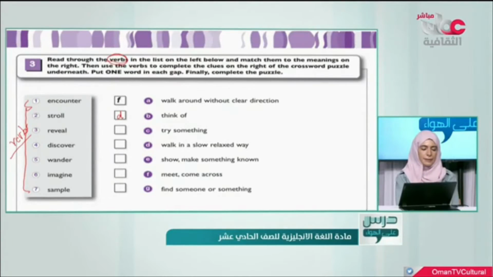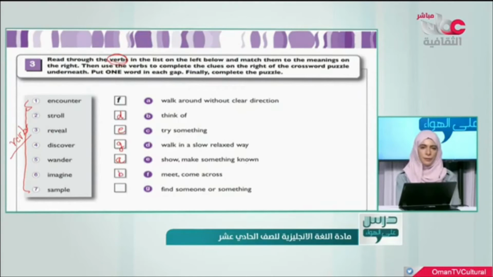We have reveal in task number 3, reveals, which means to show and make something known, so we will move E to the box. Then we have discover. What is the meaning of discover? Discover is a common word and it means to find someone or something. So we'll move G to this place. Then we have wander, number 5, which means to walk around without having a clear direction. So it's supposed to be A. Then move to imagine. Imagine is thinking about something, so it should be B.